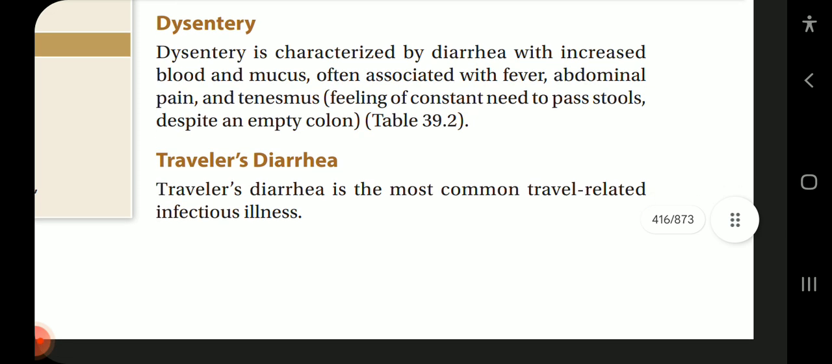Dysentery. Dysentery is characterized by diarrhea with increased blood and mucus, often associated with fever, abdominal pain, and tenesmus, a feeling of constant need to pass stool despite an empty colon.